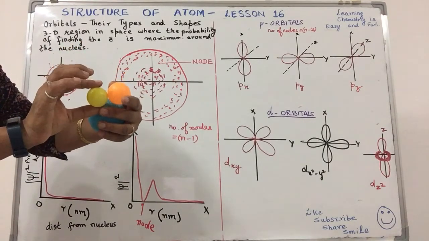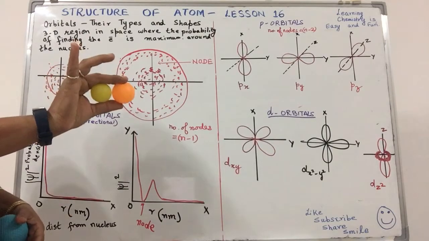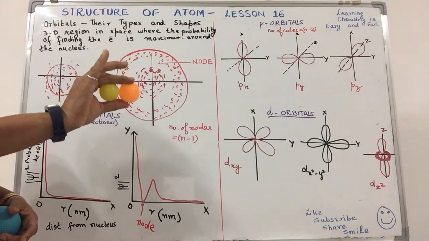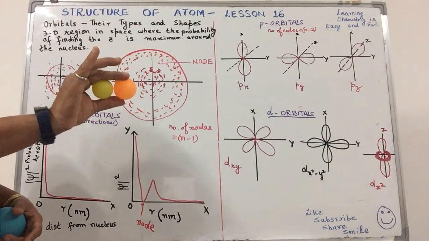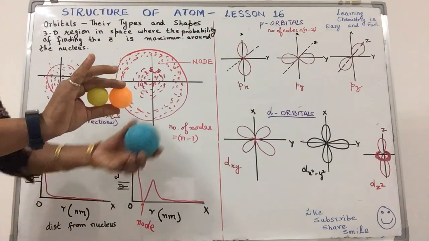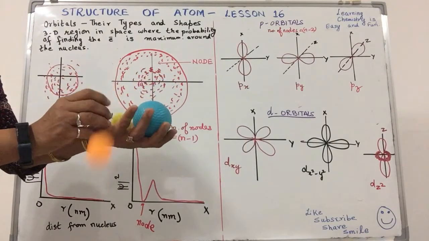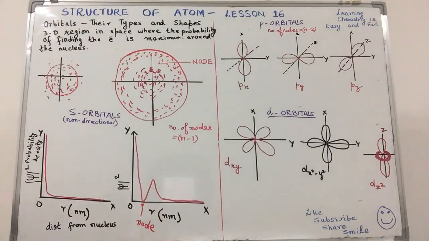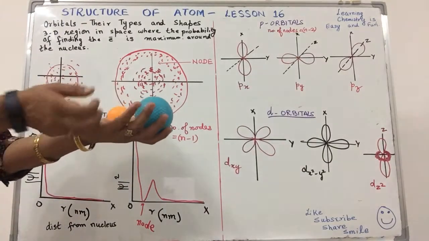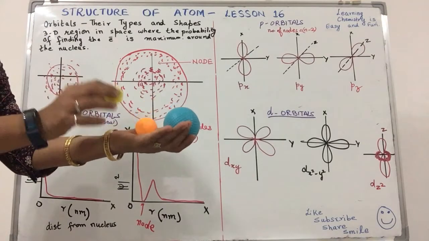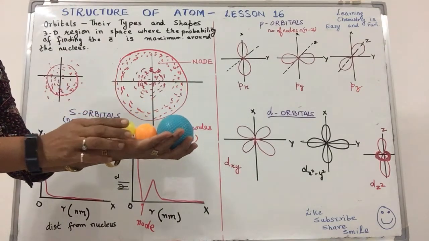This is 2s. You see the size? What has differed here is only the size of the orbital. The shape remains the same. Let us say this is the S orbital of the third shell. So if you notice over here, we have the three S's. So we have 1s, 2s and 3s.